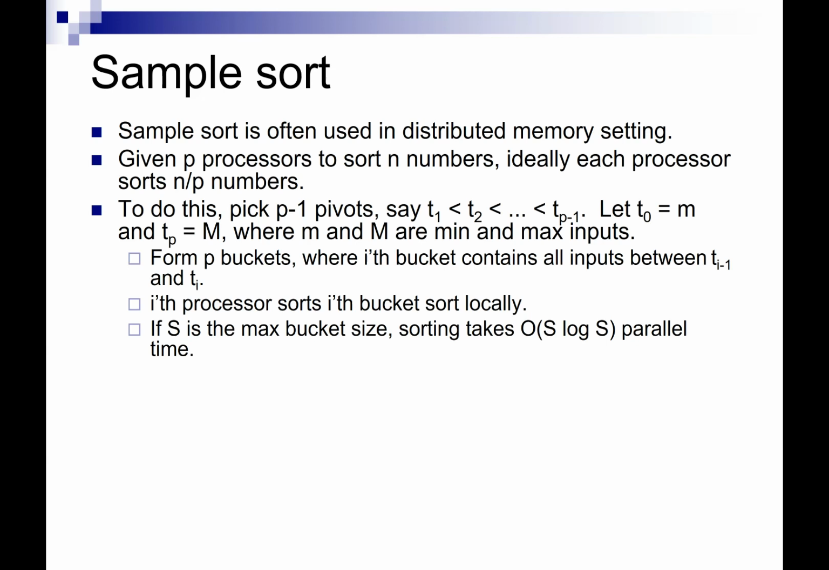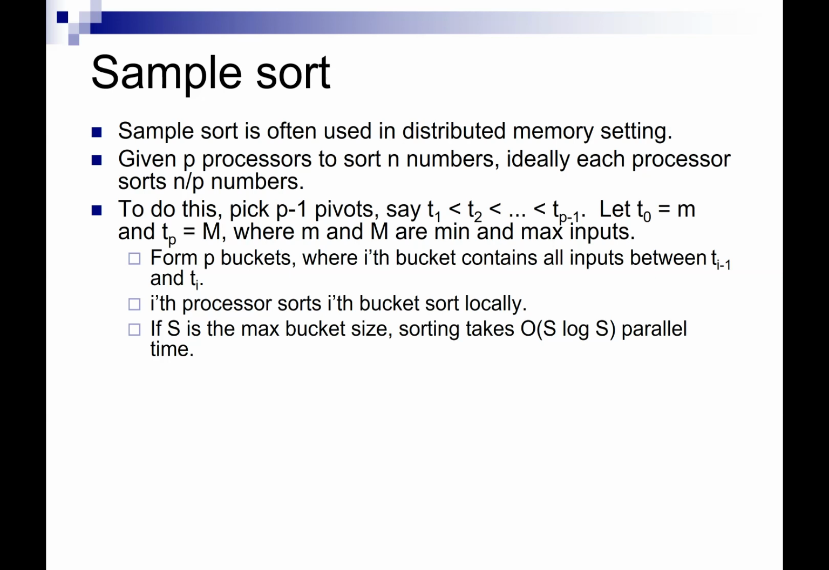The way this works is, suppose you're trying to sort n numbers using p processors. Ideally, all the processors are load balanced, so each of the processors is going to handle n divided by p values. That would be the best case situation. So how can you achieve this? Well, suppose you pick p minus 1 values. We're going to call them pivots.